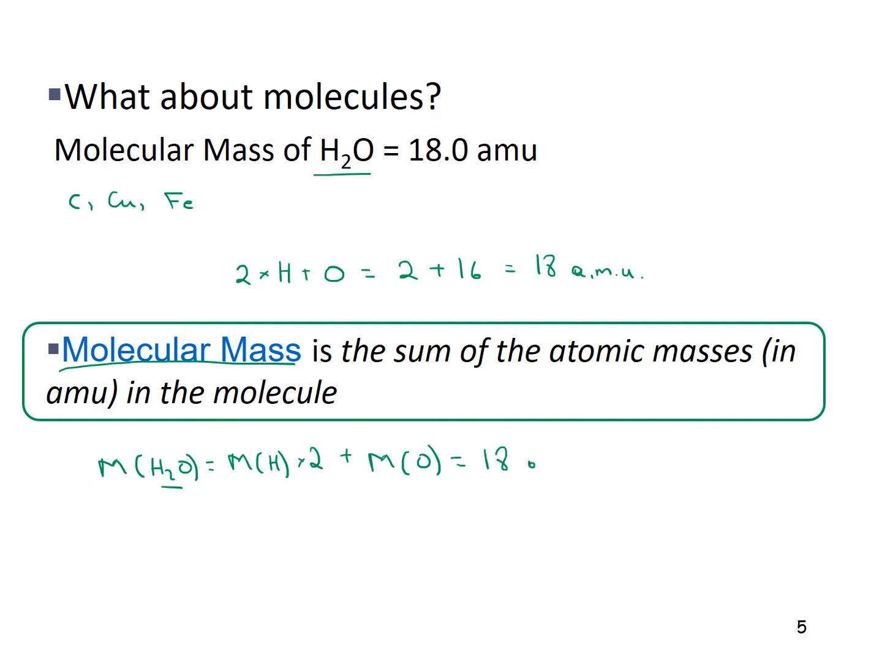So I have 18 grams per 1 mole. And this now is going to be called the molar mass. So when we are talking about the 1 mole sample, we're talking about the molar mass. If we're talking about just one molecule, that's going to be the molecular mass.